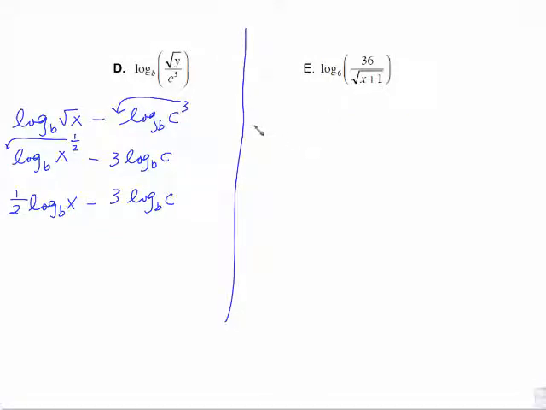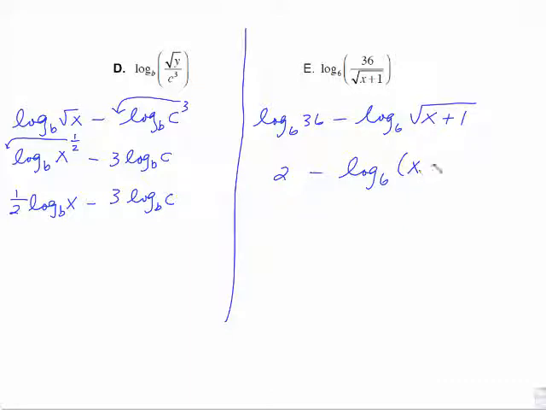Same steps over here. Log base 6 of 36 minus, because it's in the bottom, log base 6 of radical x plus 1. Log base 6 of 36 is 2 because 6 to the 2nd power is 36. This I need to write as a rational exponent. The square root of x plus 1 is the fraction 1/2, and then bring the 1/2 down in front.